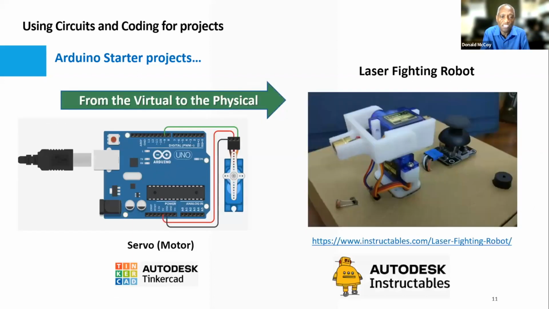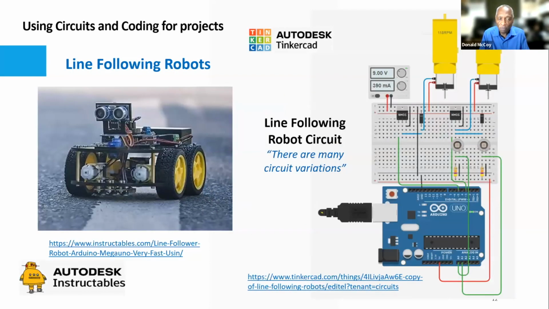It's so rich. Now, again, using that same format, taking it from the virtual over to the physical, again using Instructables. This was a really cool laser fighting robot that provides a rich opportunity for you to engage a joystick as well as 2 of those servos together. Wonderful technique, wonderful. Line following robots. They are all over the place, right? That's one of the first applications many students get accustomed to.